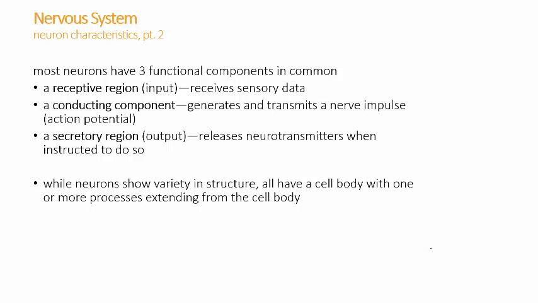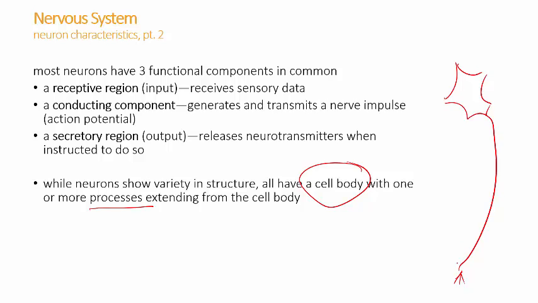So now, while neurons can show a lot of variety in their structure, all of them have a portion of them called a cell body, and all of them have one or more of these things called processes that extend from the cell body. And so, when I draw my kind of neuron, it usually looks something like this. And this portion here is the cell body, and these are the processes.